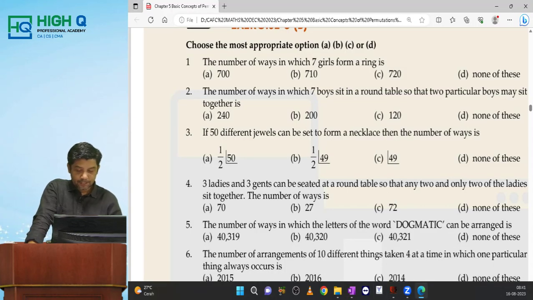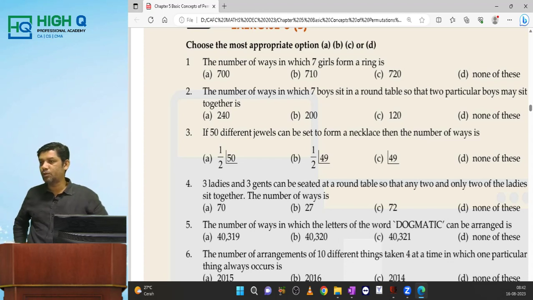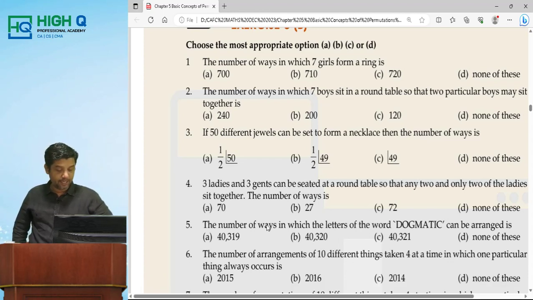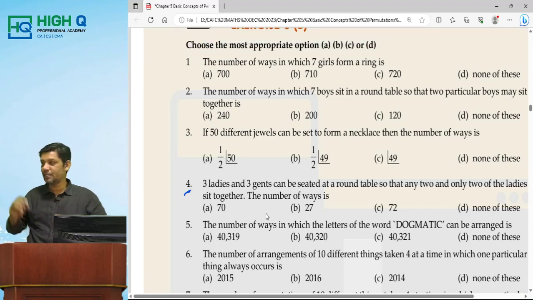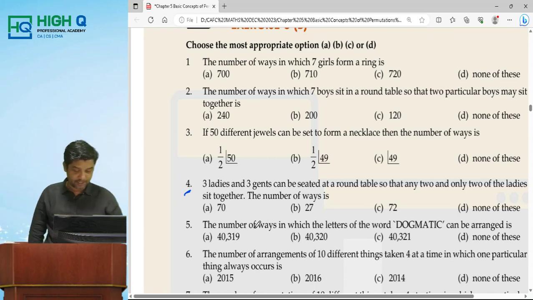Next question. 50 different jewels can be said to form a necklace. The number of ways? 1 by 2 into n minus 1 factorial. What is it? 1 by 2 into 49 factorial. Is that right, my dear? Yes, okay. Keep this as it is. I'll do it at the end because I'm doing circular permutation. This looks like circular permutation, but we are going to solve it without circular permutation. Okay. Next step.